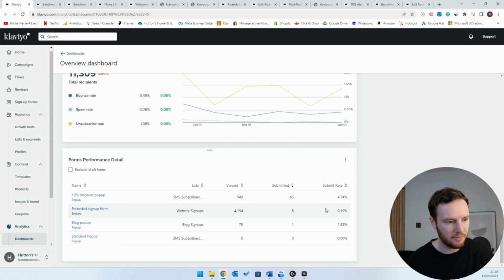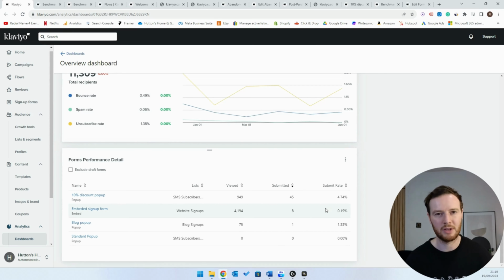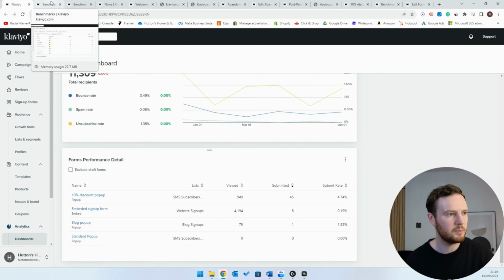The embedded sign-up form was simply a form at the bottom of the homepage. It wasn't a pop-up or anything like that. It was just embedded onto the web page, and people click on it passively. But very, very few people did. So it's not a major thing you need to think about. Right, let's move on to benchmarks.